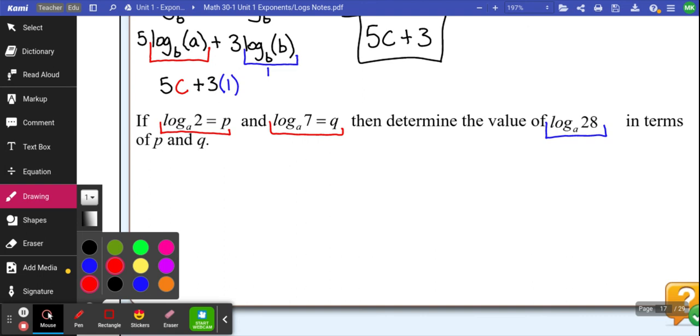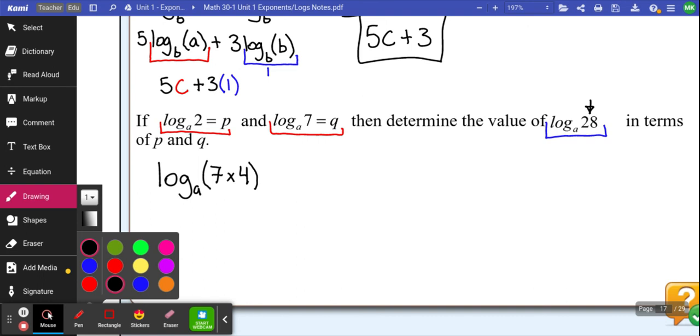So the number 28 can be rewritten as multiplication. What are two values that multiply to be 28? 7 and 4, sure. I could redo this, right? 7 times 4. I can do that, right? And now I see part of my answer. Log a of 7, yeah, partway there. The other one is log a of 2. I don't have that yet. I have log a of 4.